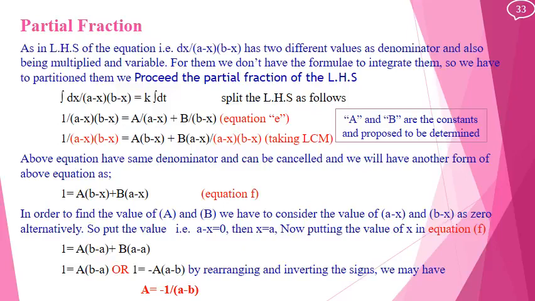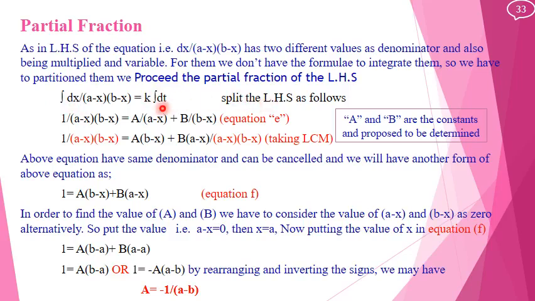In the previous slide, the right hand side of the equation was integrated very easily, but the left hand side of the equation is pretty difficult. The left hand side, dx over (a minus x) into (b minus x), has two different denominators, a minus x and b minus x, which are multiplied with each other, and these are variables. For them we don't have such a formula to integrate, so we have to proceed with the partial fractions of the left hand side.